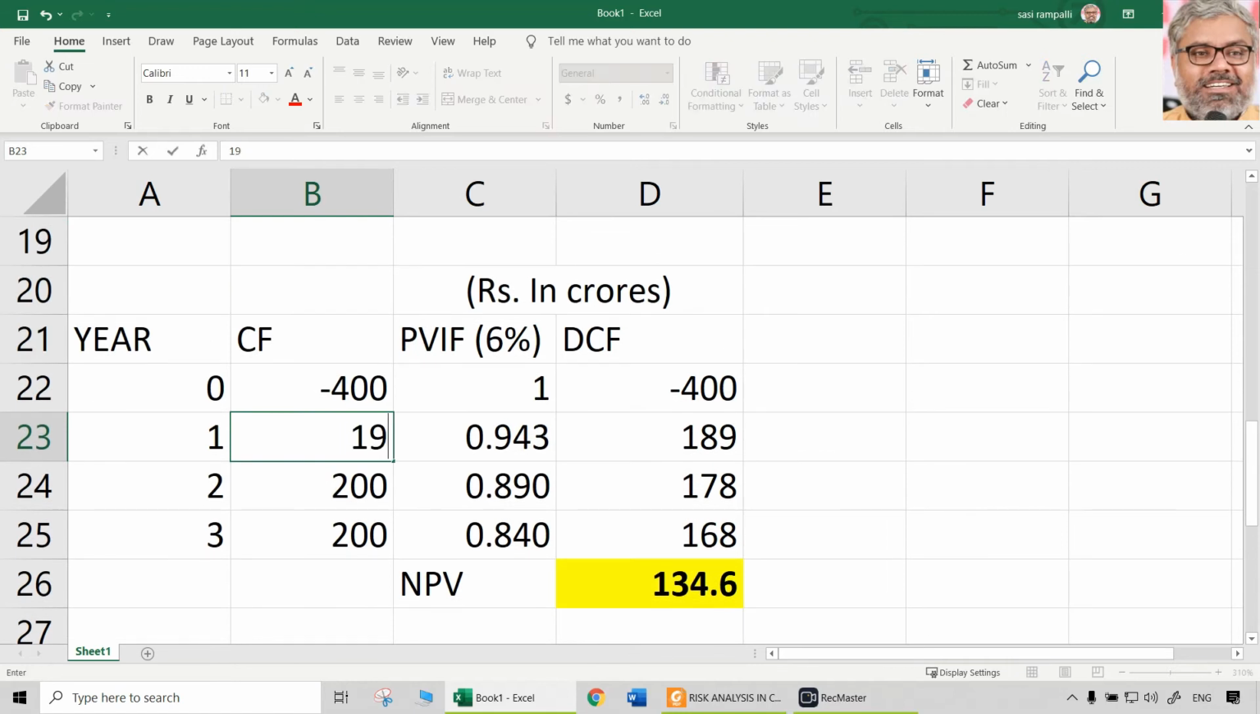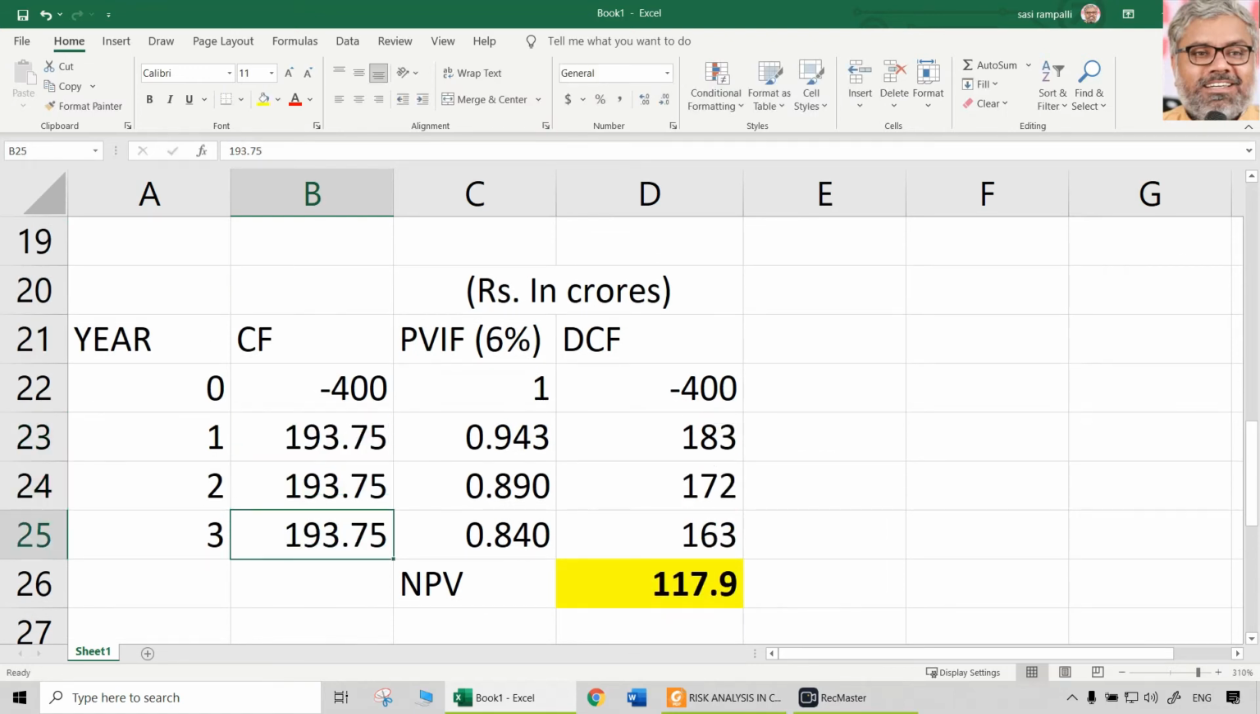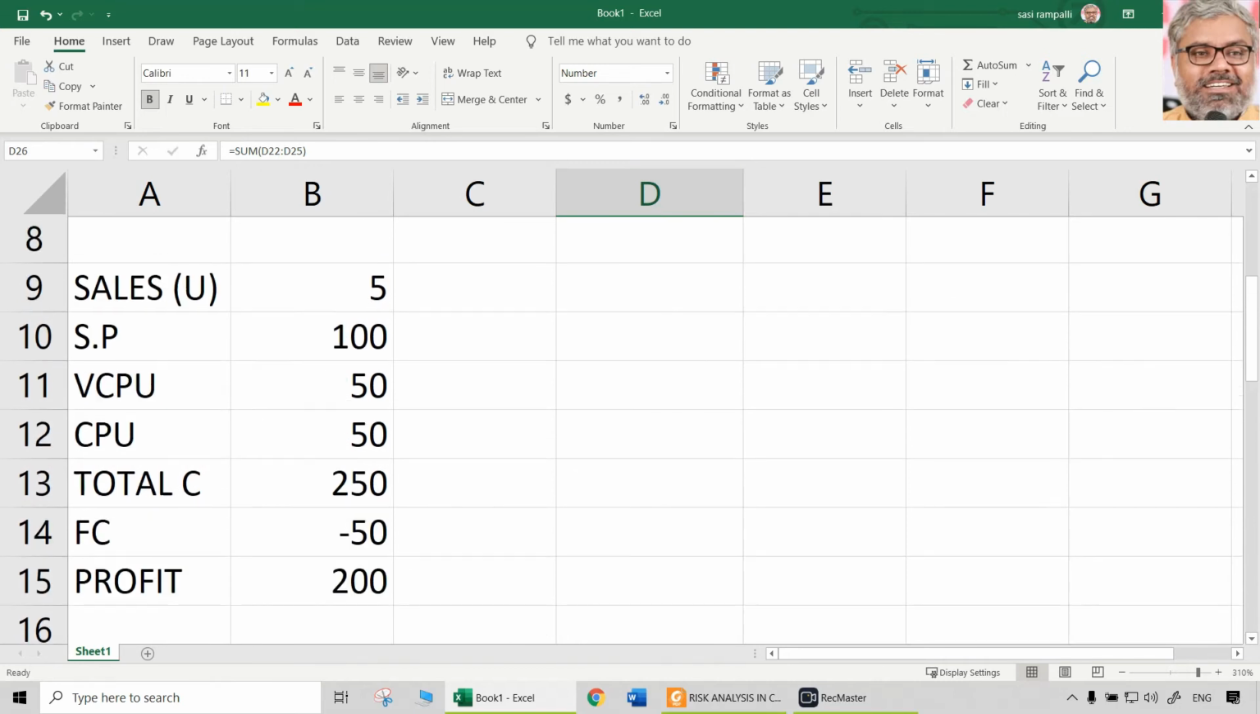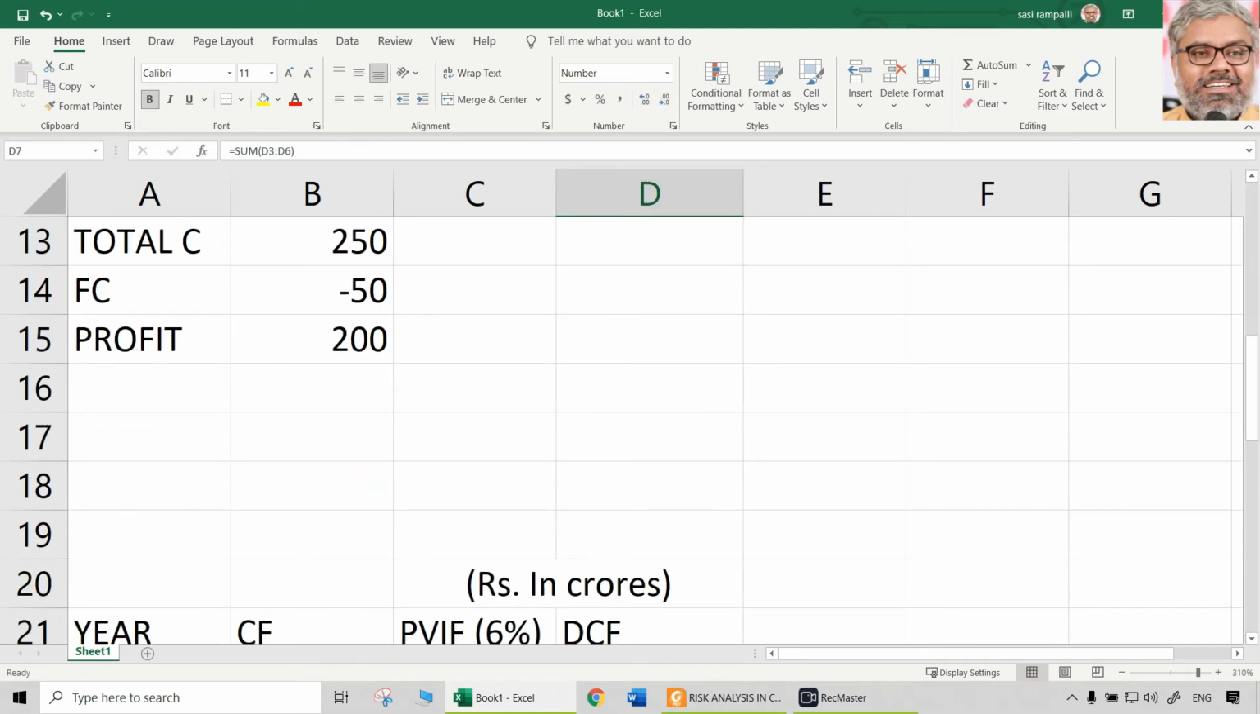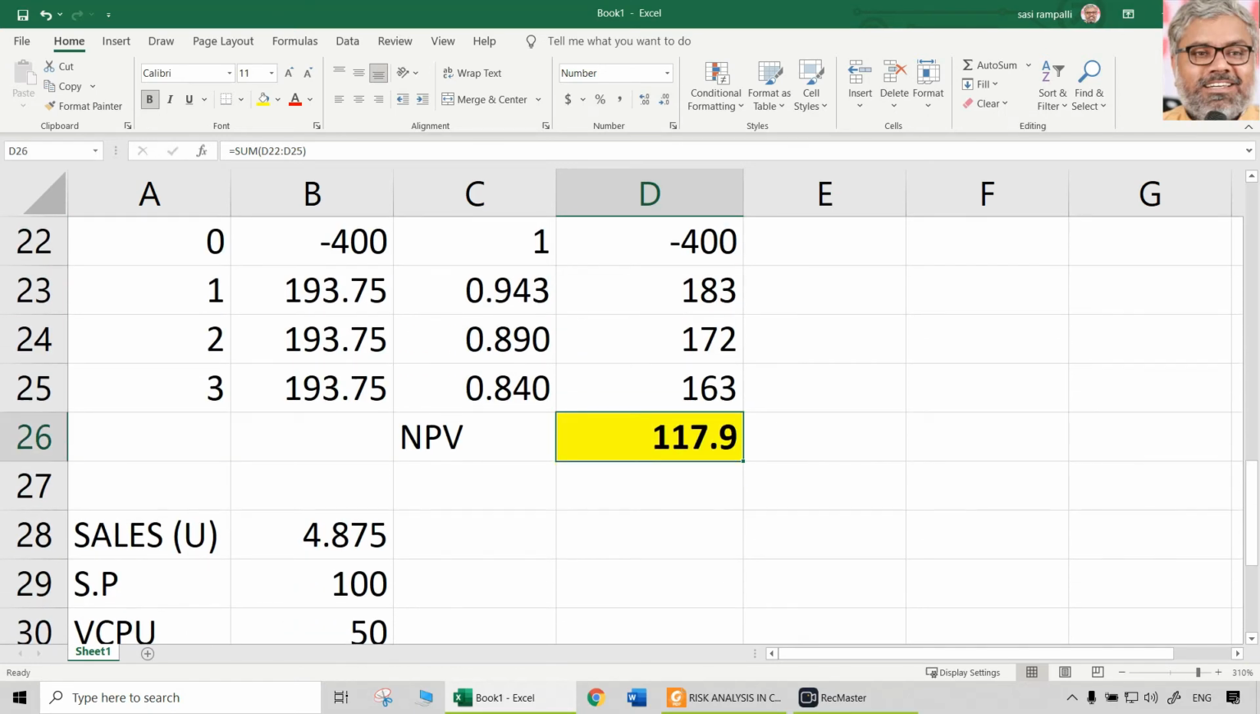193.75 is the cash flows now. So 193.75 each year. Now what happened? NPV came down to 117.9. Earlier it was 134.6. Now it is 117.9. How much decrease happened in NPV because of a 2.5% decrease in the number of units of sales?